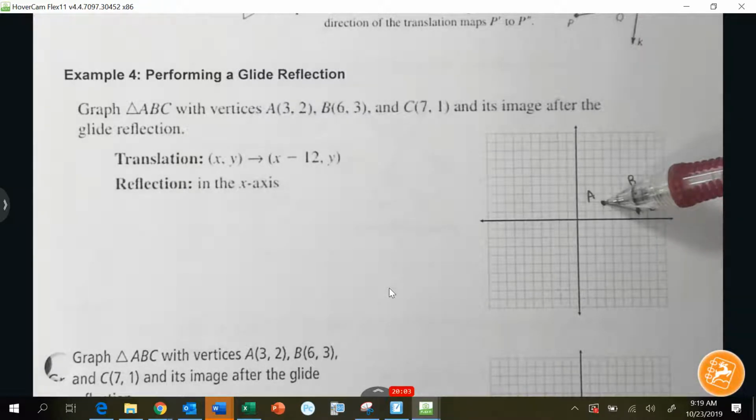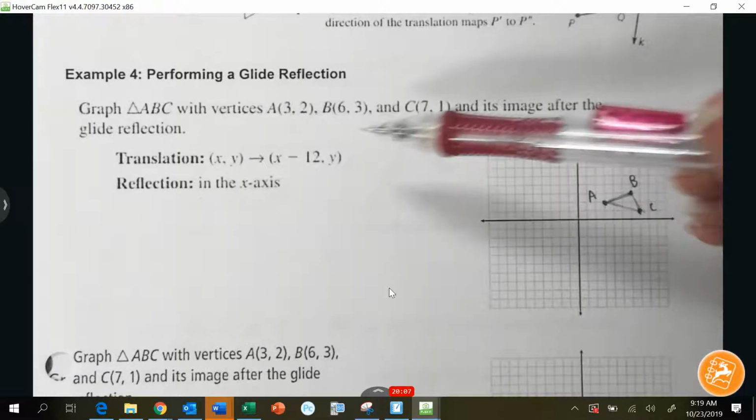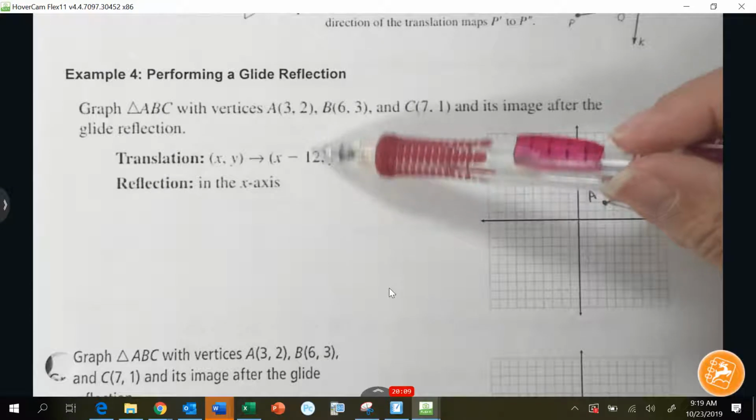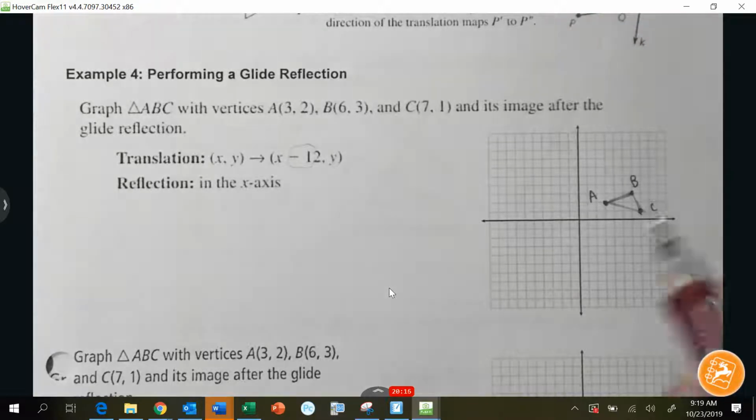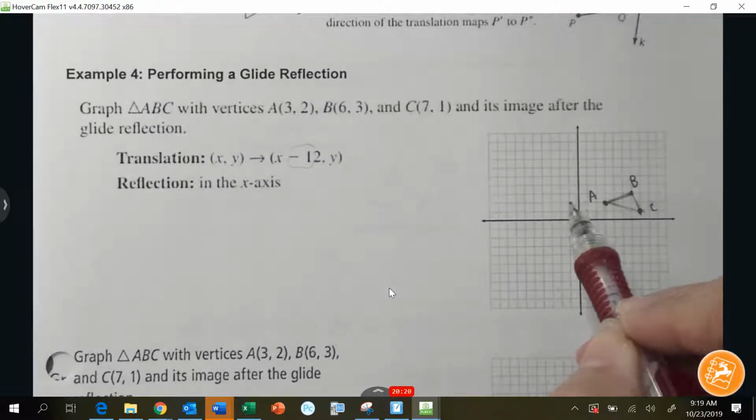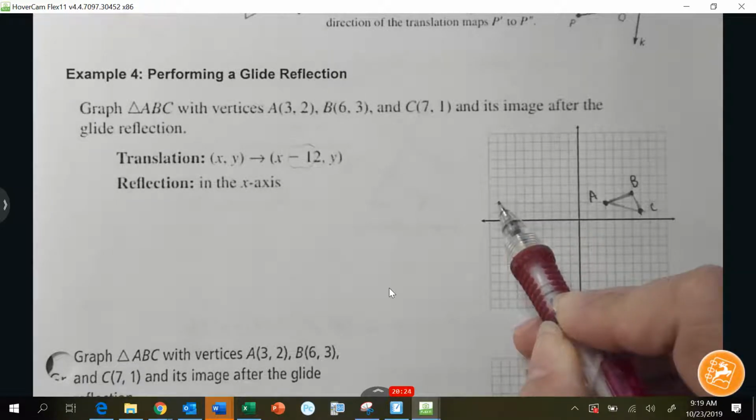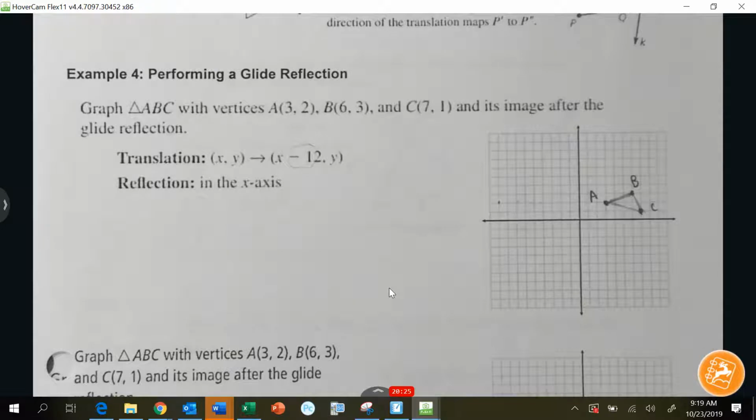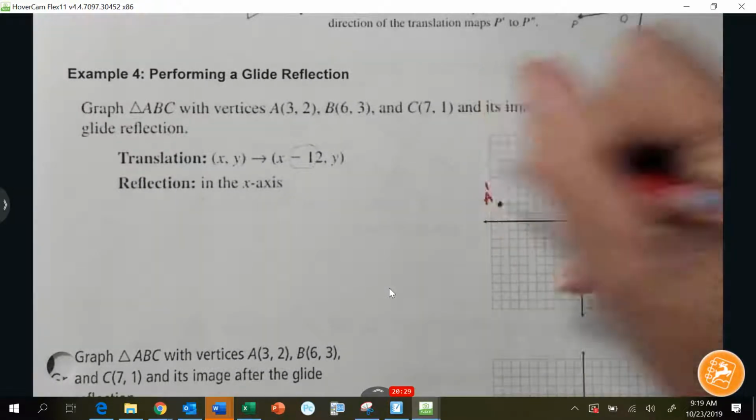So if we translate 12, which direction am I going? To the left, because it's minus on the x. So we're going to go to the left 12. I'm going to start at point A: 1, 2, 3, 4, 5, 6, 7, 8, 9, 10, 11, 12. That's going to be my A prime.